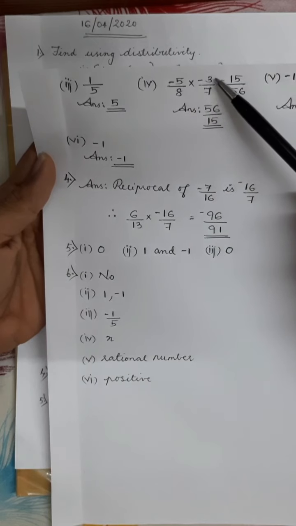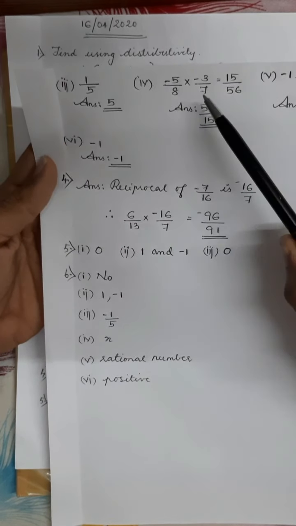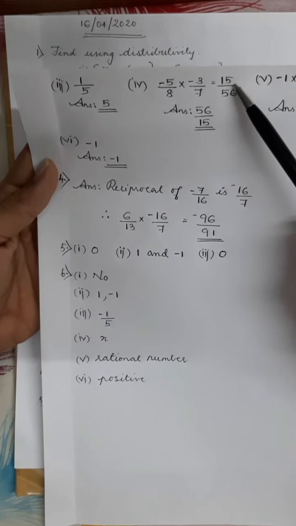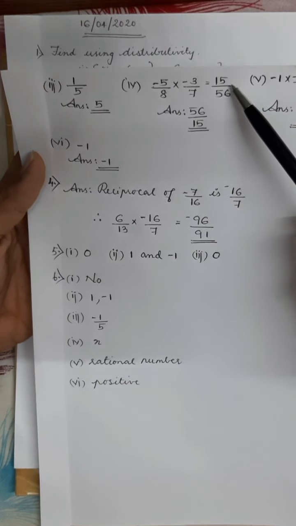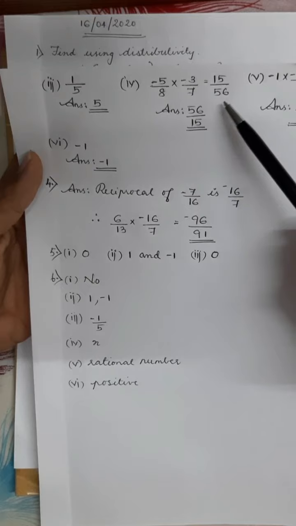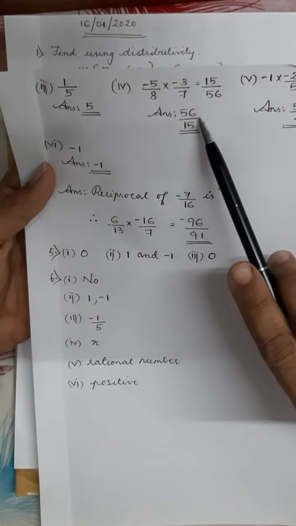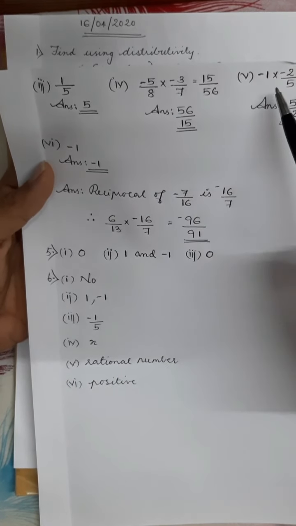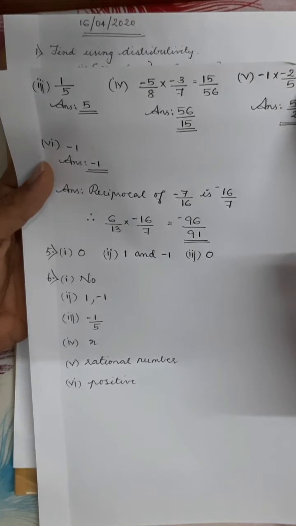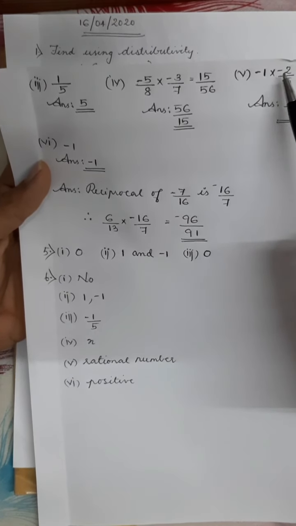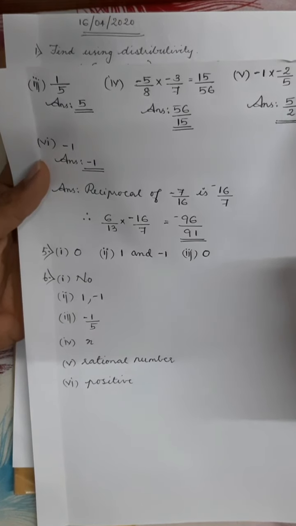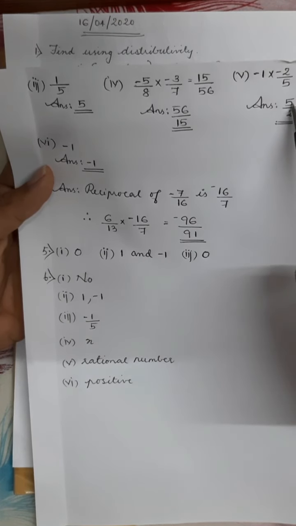Minus 5 by 8 into minus 3 by 7 means how? First you need to multiply this and you should get, minus into minus is positive, then 15 by 56 will be coming. So the multiplicative inverse will be 56 by 15. The next question, minus 1 into minus 2 by 5, which equals 2 by 5. That means minus into minus is positive, and we get 2 by 5. The multiplicative inverse will be 5 by 2.